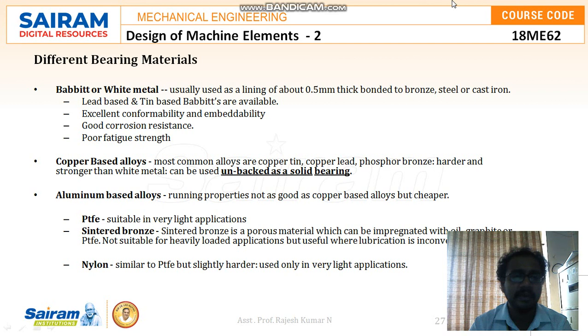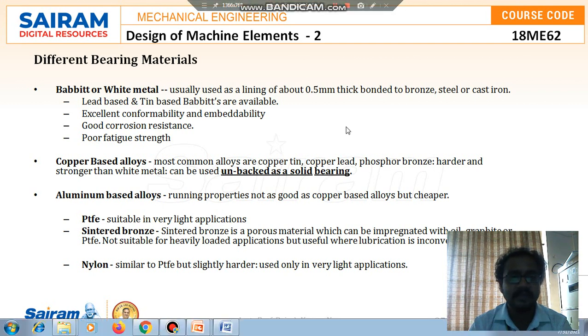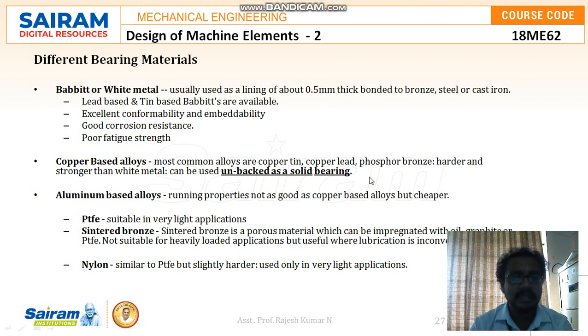So different bearing materials are there. First we'll start with the common one, that is the babbitt or white metal. It is usually used as a lining about 0.5 mm thick, bonded to bronze, steel or cast iron, where lead based and tin based babbitts are available, with excellent conformability and embeddability, good corrosion resistance and poor fatigue strength.